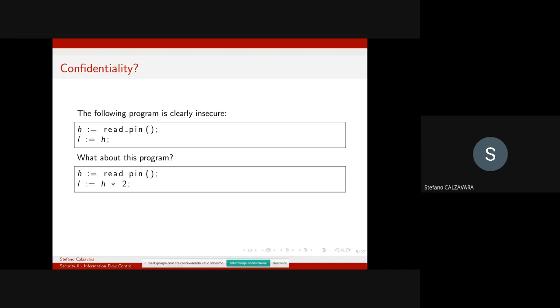However, we might also consider variants of this program. So what about the second program which I wrote in this slide? Is it a secure program or is it not secure?